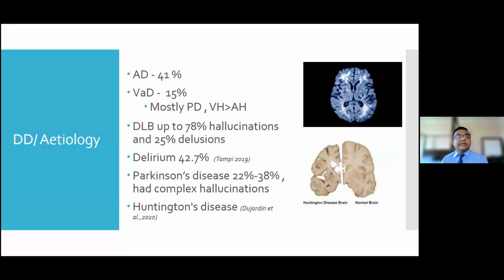And in the differential diagnosis, you should consider Alzheimer's, vascular dementias, and the highest possibilities, as everybody knows by experience, can be dementia of Lewy body type or delirium. And Parkinson's disease itself can have complex hallucinations, and Huntington's.